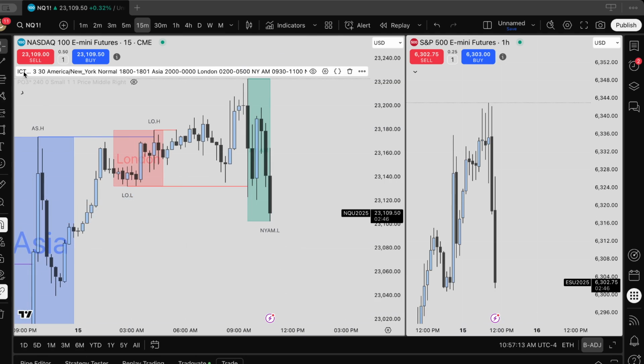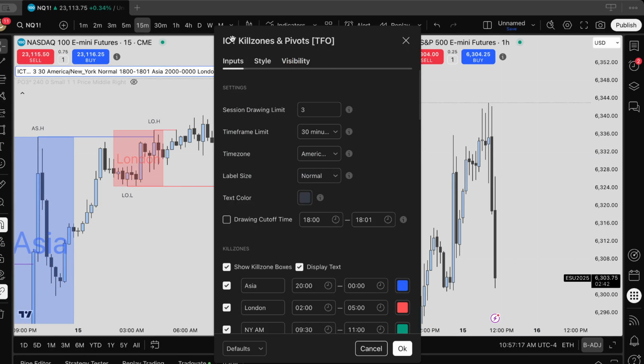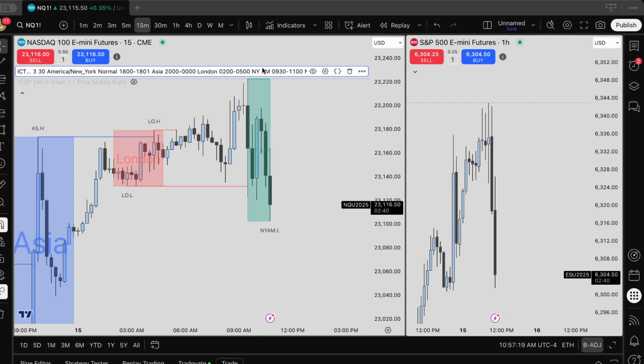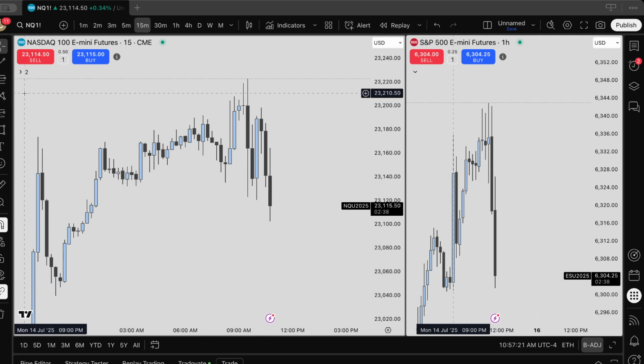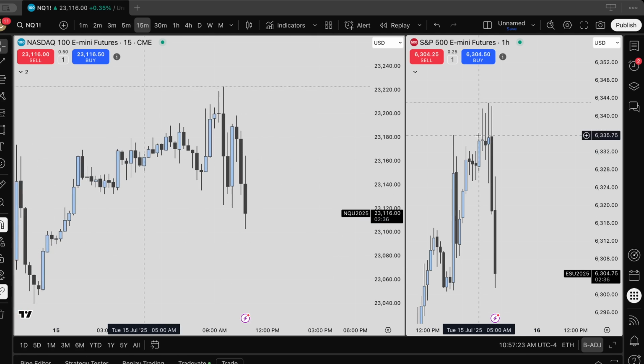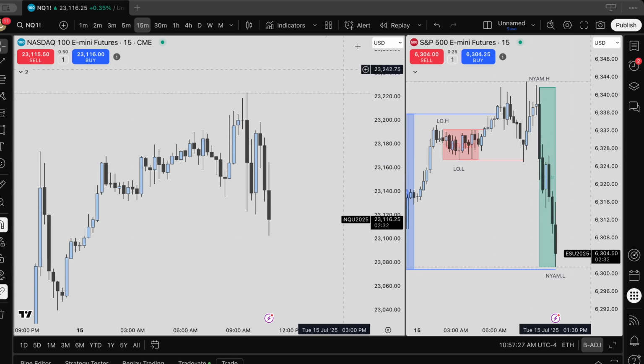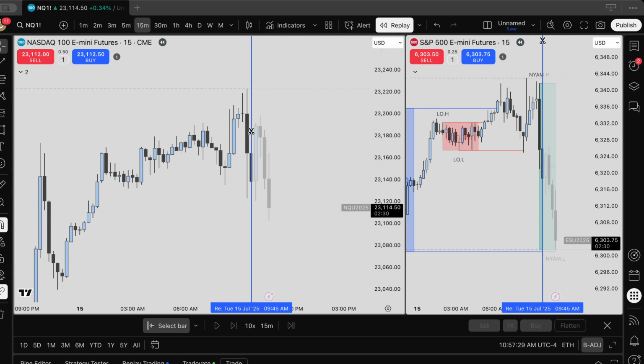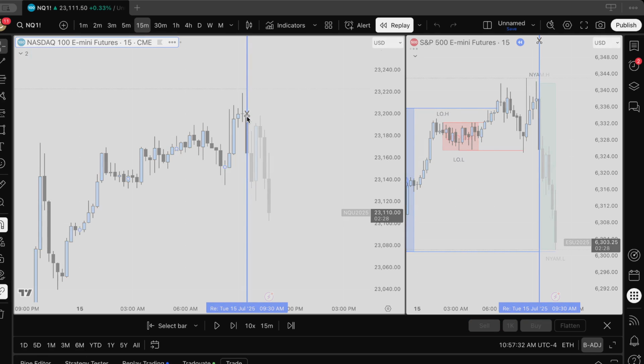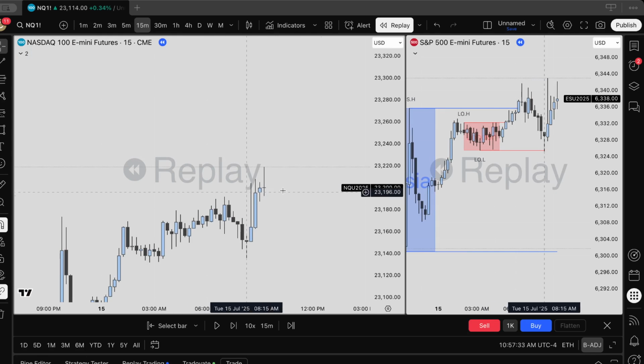Wait, let me remove these session indicators. By the way, this is called ICT kill zones and pivots, if you were wondering. I get a few questions about that every video. So dropping down to the 15-minute, here is exactly what I saw. Let me go in replay mode, and then I'll show you guys my executions. Going into 9:30, this is what we had.